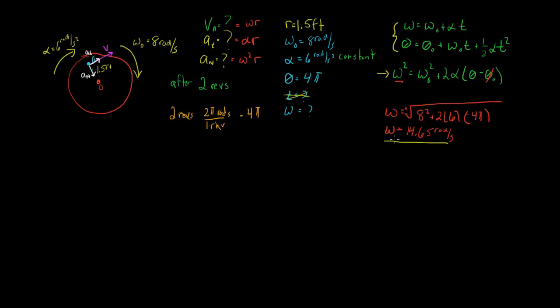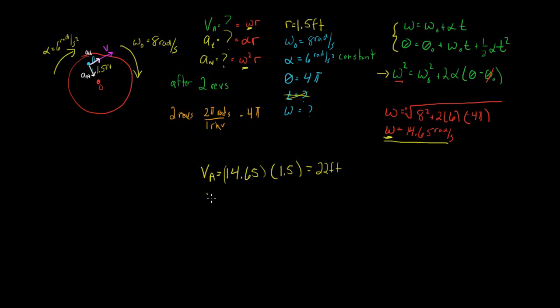With this angular velocity, we can use it in the equation for velocity, and also in the equation for the normal acceleration. So the velocity of A is equal to our angular velocity after it has moved 2 rotations, 14.65, times this distance r, the distance the point is from the fixed axis, so that's 1.5. And our final velocity is going to be 22 feet.